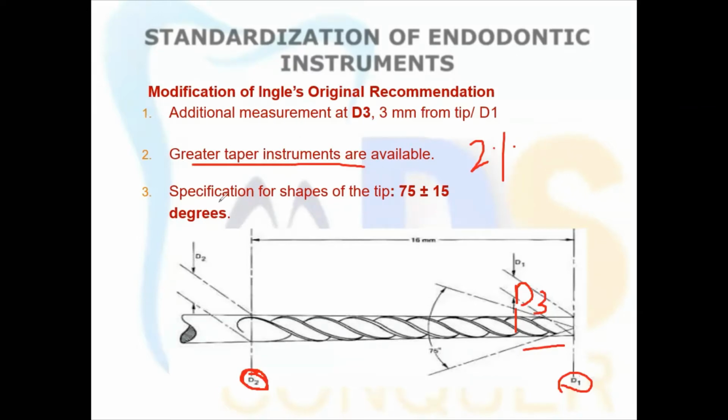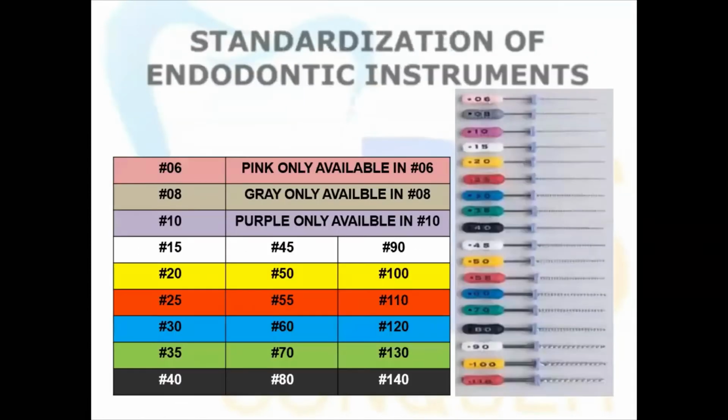And one more important point is about the angle present at the tip. The specification is that the tip angle is 75 plus or minus 15 degrees. And the most important added specification is about color coding. This is for the easier recognition of the instruments.